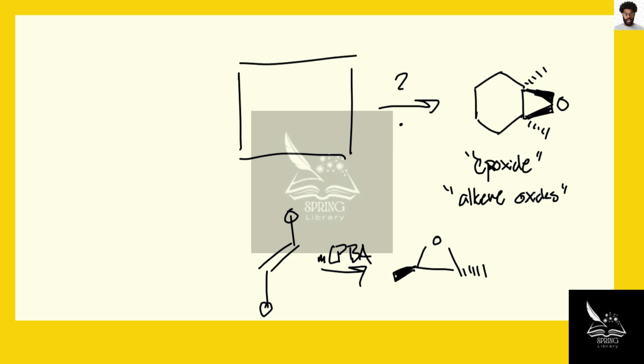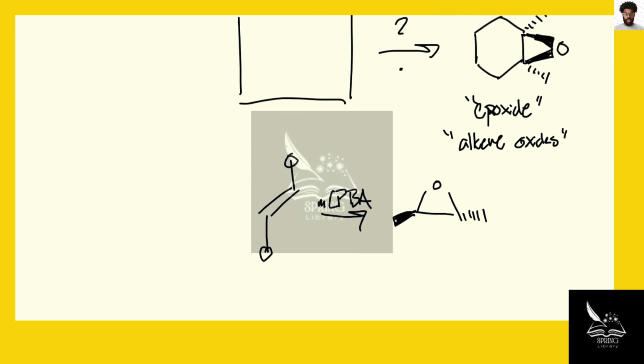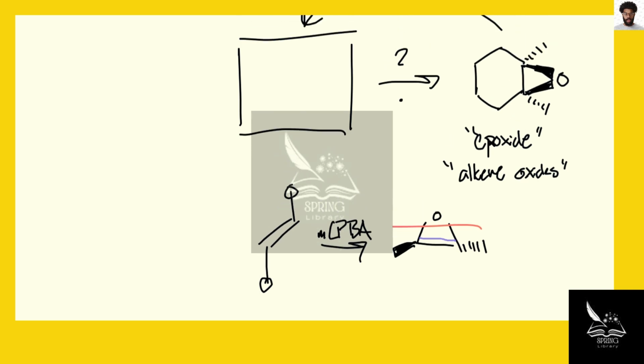So if we think about this backwards now, if we want to go from epoxide to alkene, how do we do that? Well, we basically think about chopping off that oxygen and putting a double bond where the single bond is between the two carbons that are bound to oxygen, right? So that's exactly what we need to do here. We need to think about chopping off this oxygen, not there anymore, and then putting a double bond right there.